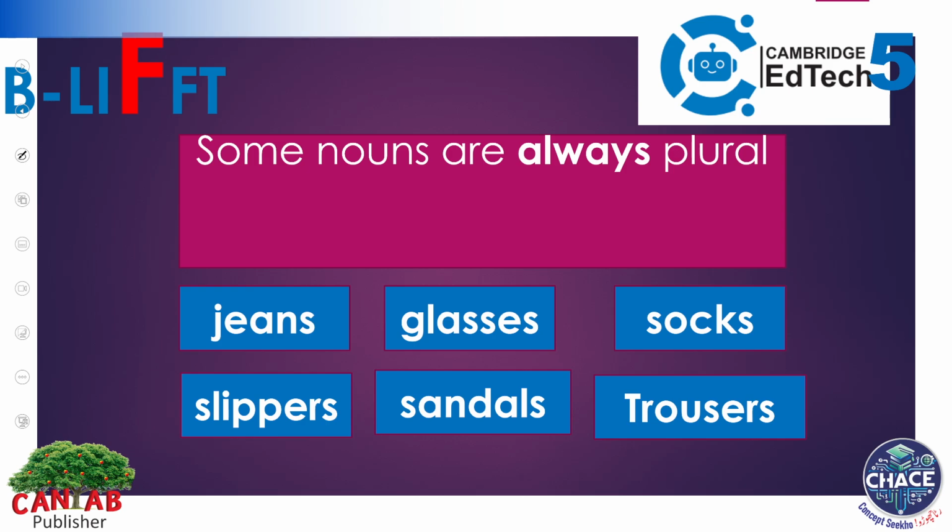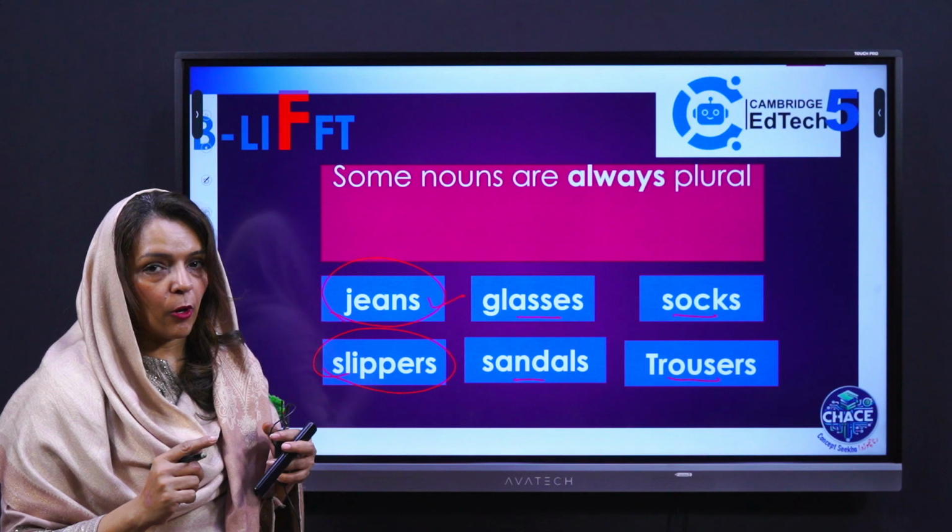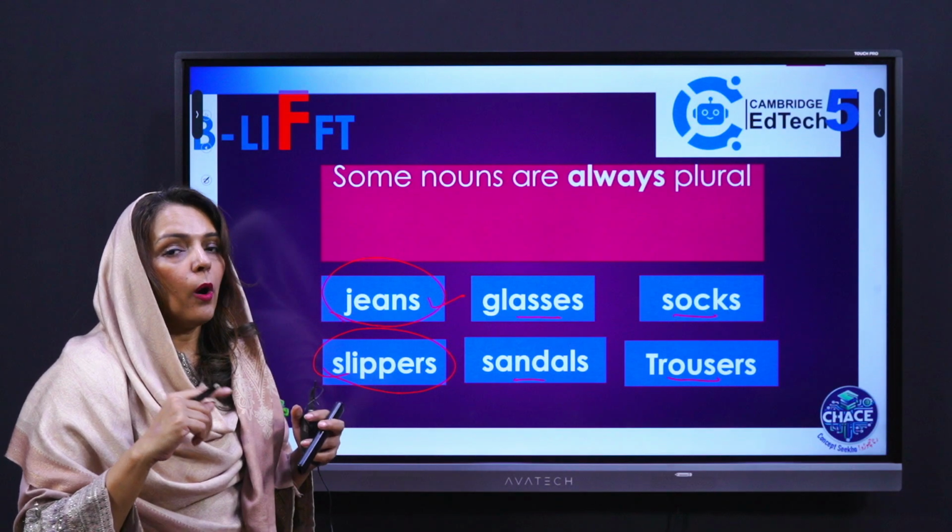Now, there are certain nouns which are always plural. For example, jeans. If you have one pair of jeans, we call it jeans. If you have so many, the word will remain the same. Same goes for slippers and glasses and sandals, socks and trousers. They do not follow any rule. They are always written in a plural form, whether they are one or more than one.